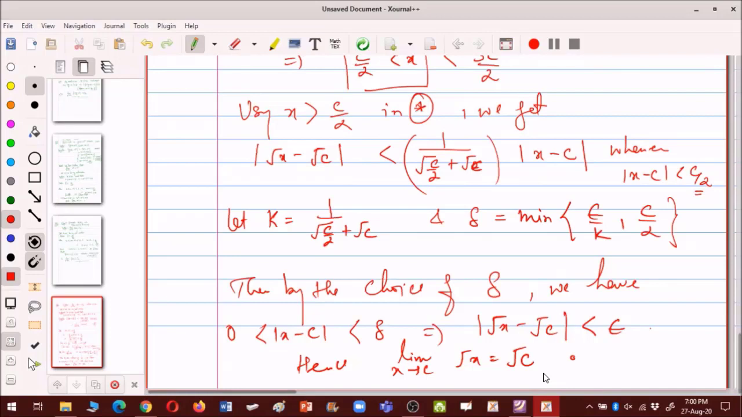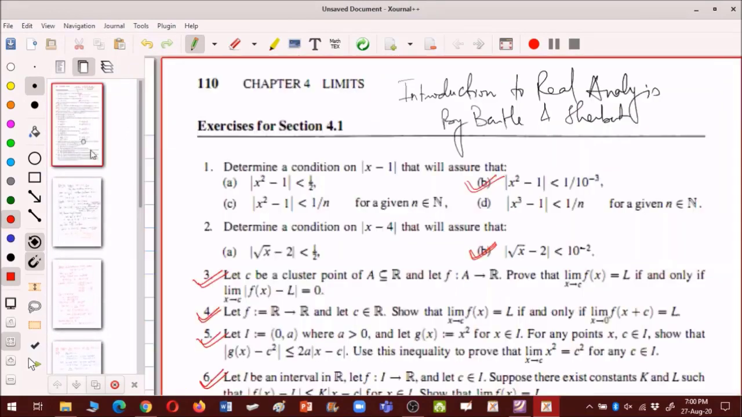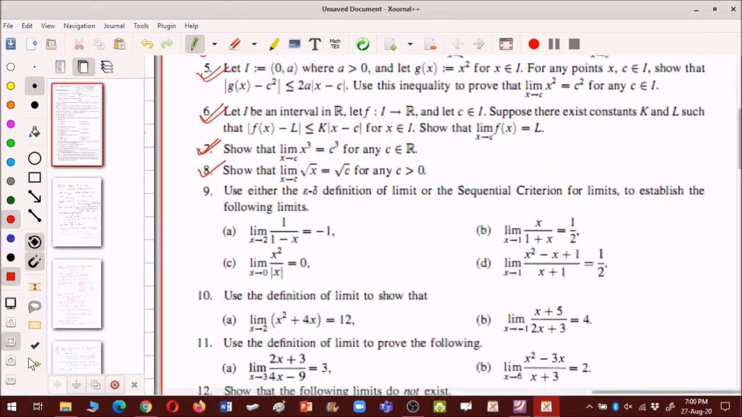So let us try some more questions. We will take one more question. We have done question number 8 also. Now question number 9. We have to use either the epsilon delta definition of limit or the sequential criteria for limits to establish the following limits. Let me solve for you question number C and question number D because they are more tricky.